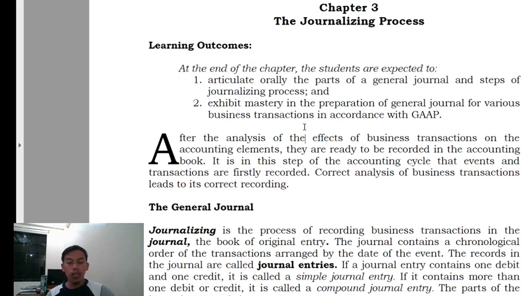Chapter 2 na lecture ko before is the first step of the accounting cycle, the analysis of business transactions. So after the analysis of the effects of business transactions on the accounting elements, they are now ready to be recorded in the accounting books. So it is in this step of the accounting cycle that events and transactions are firstly recorded. So kung tama ang analysis mo, tama din ang iyong ire-record.